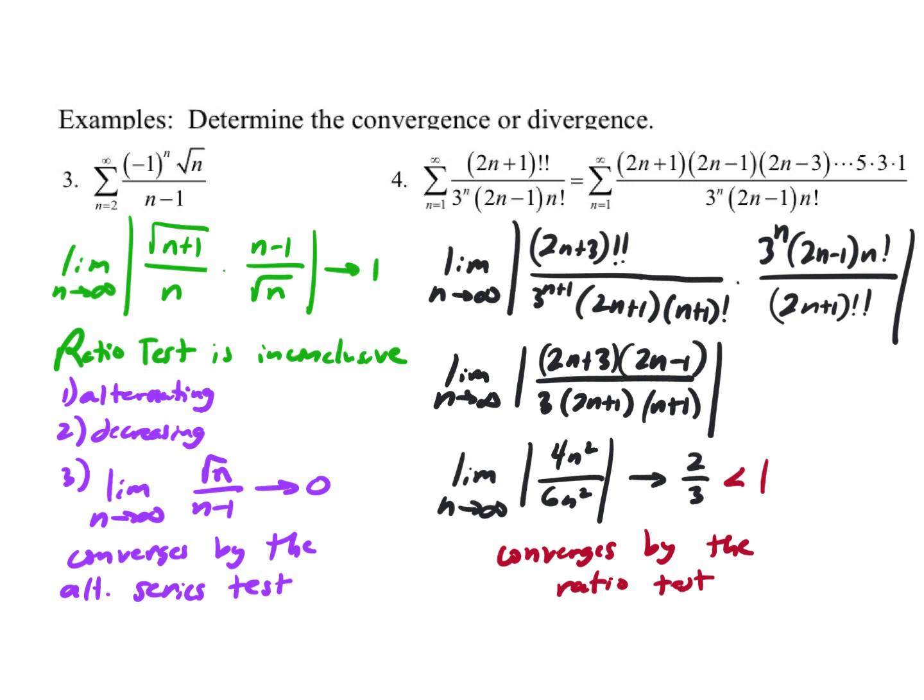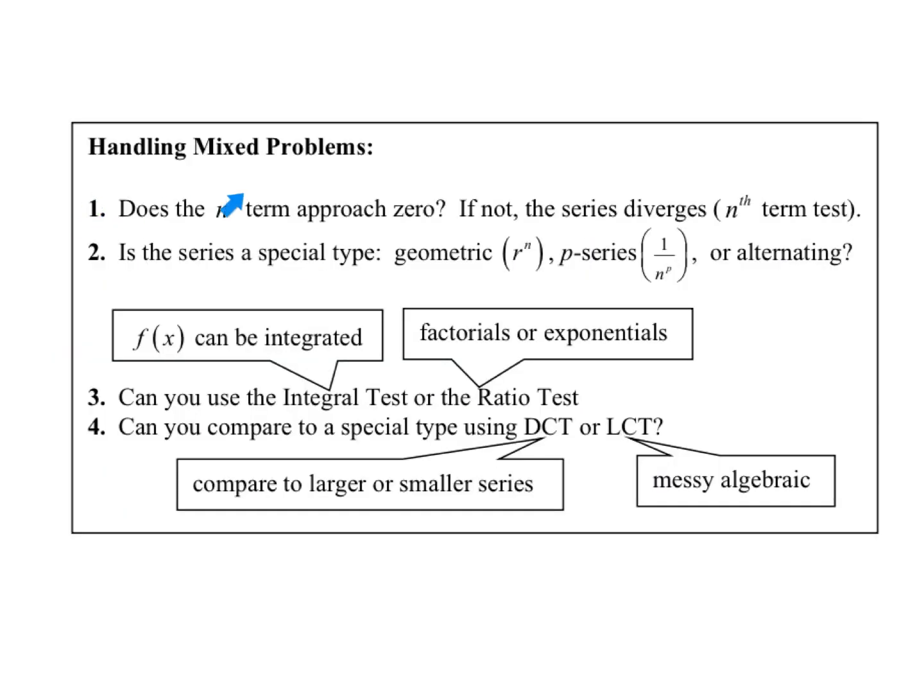Now we've gotten into a bunch of different tests, so let's start talking about how to put them together. The first thing is to do the nth term test. That's easy enough. Does the limit as it approaches infinity not equal 0? Then it diverges. You can do that one pretty quickly. Is it a special type? We've had geometric, p-series, or alternating. Does it meet any of those criteria? Then maybe you can figure that out.